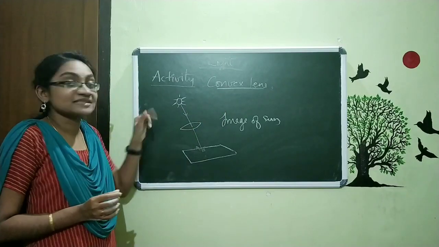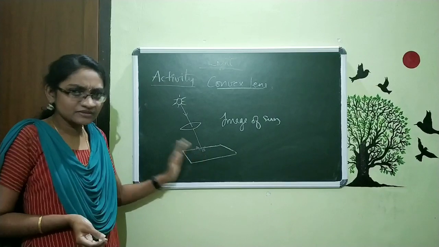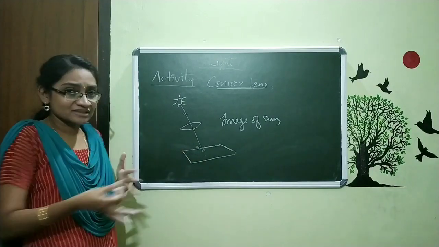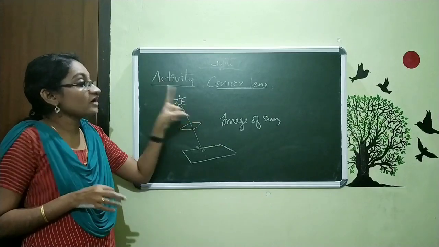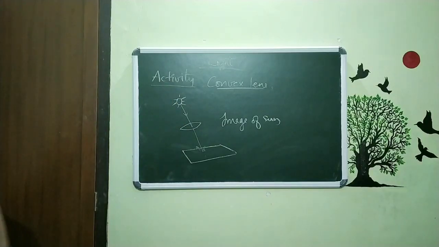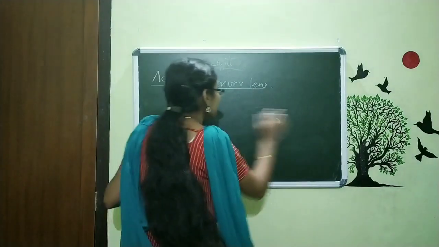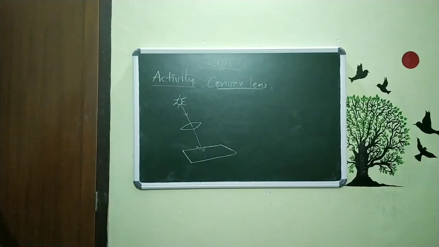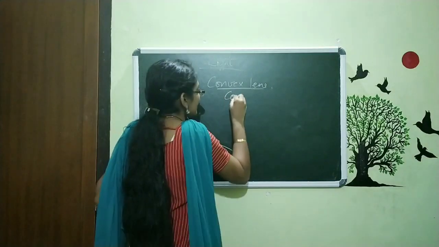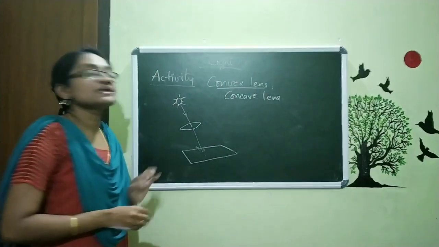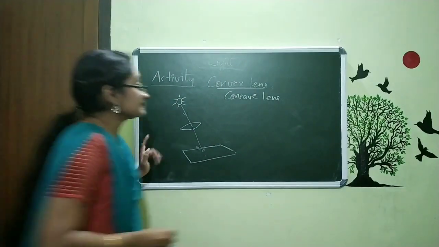So this is the activity, and here you just want to remember, for the convex lens it is possible to focus the light on a screen. Here we use the paper, and in some cases we can focus it on a wall or on a screen. And when I repeat the same activity using the concave lens, what happens?